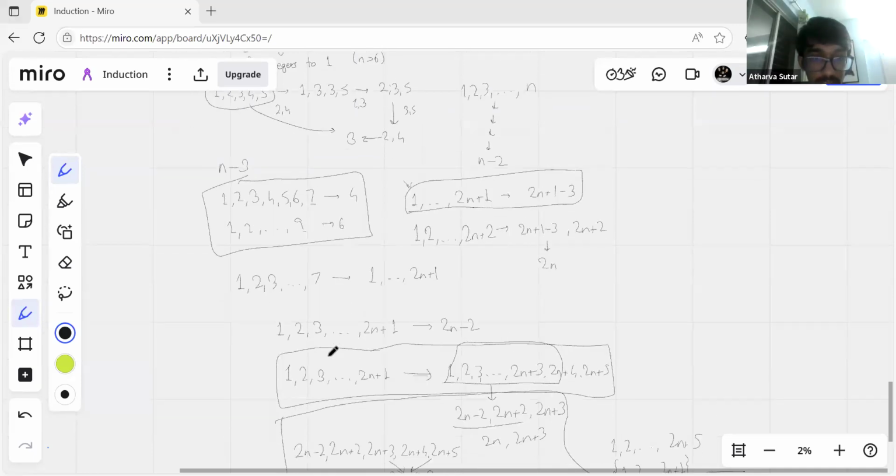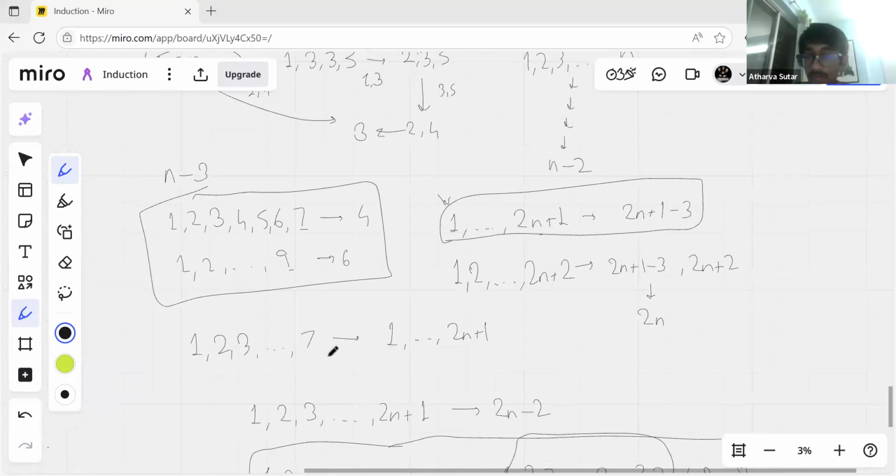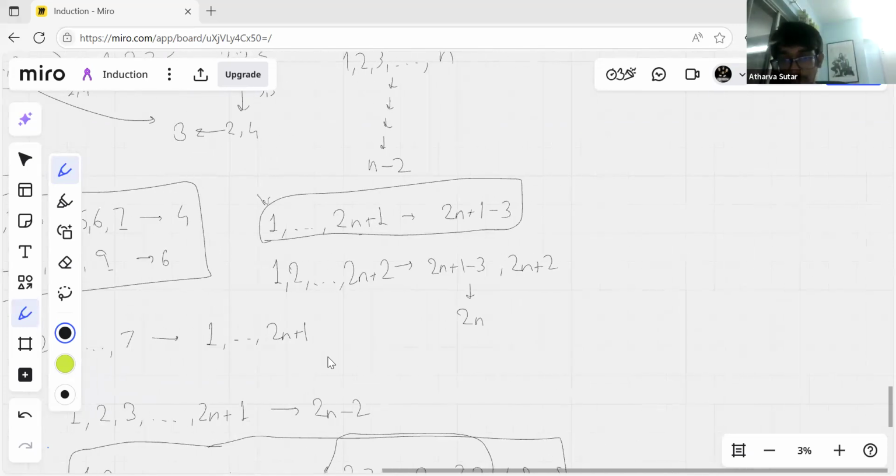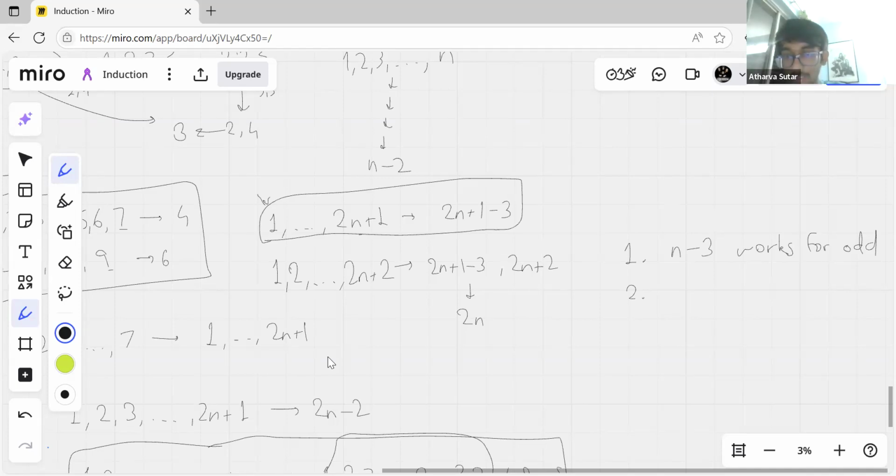Yeah, and 2n plus 5 we consider because our idea had a few steps. First, you have this idea that n minus 3 could work for odd. You want to prove that there is some constant integer which will hold for every single n. So if n minus 3 works for odd, then this would imply that odd solves even.